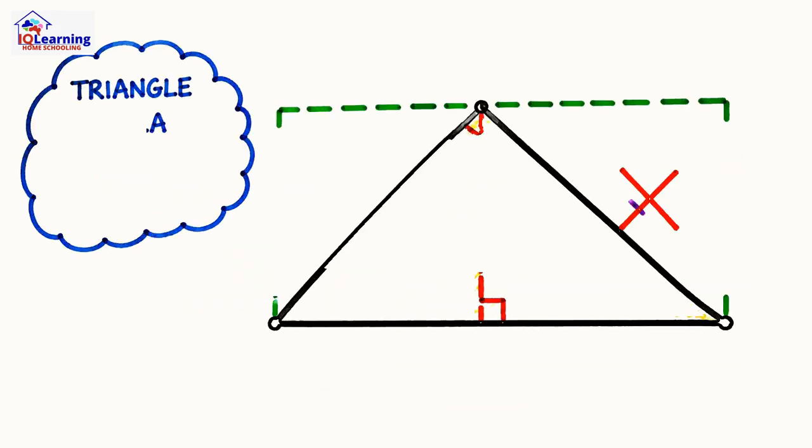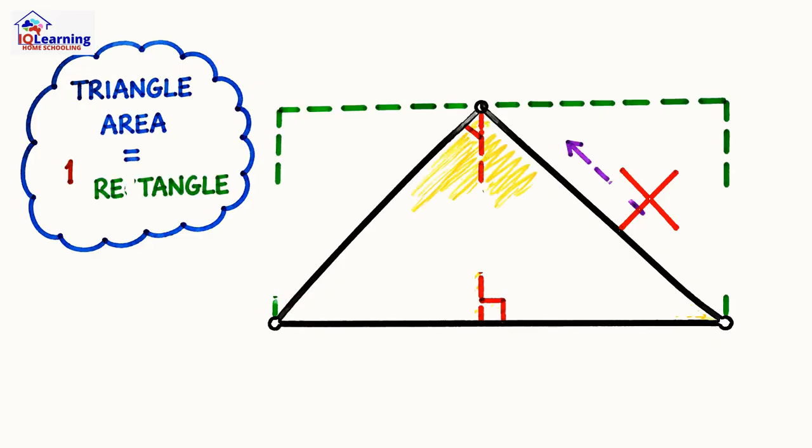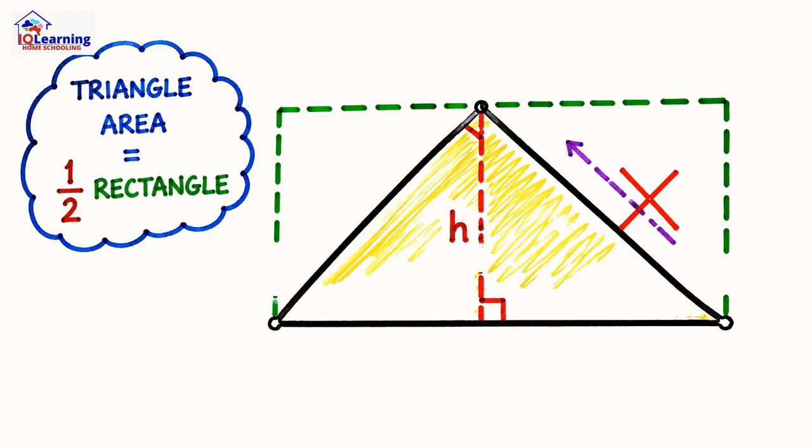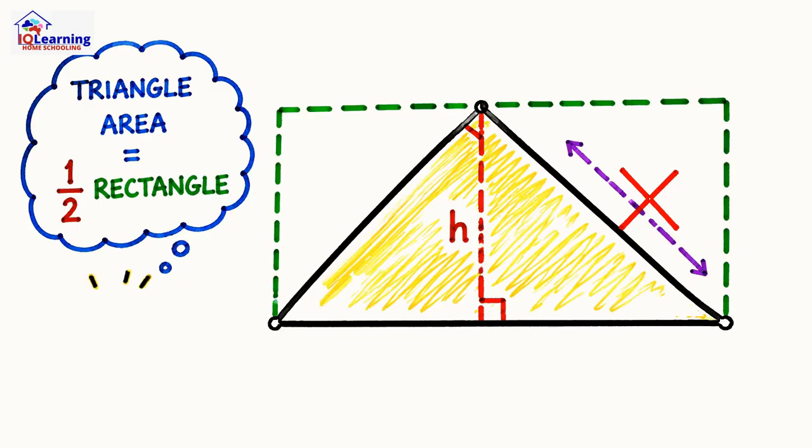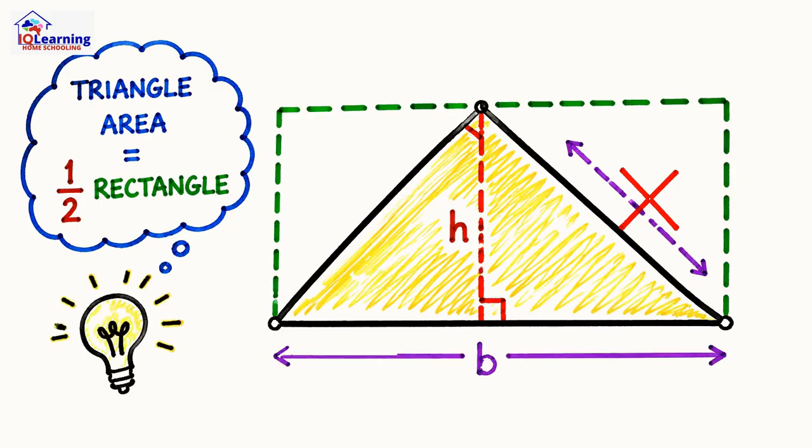So, mastering triangle area comes down to two things. First, remember it's always half of a rectangle. And second, always find that straight 90-degree height and never fall for the slanty side.